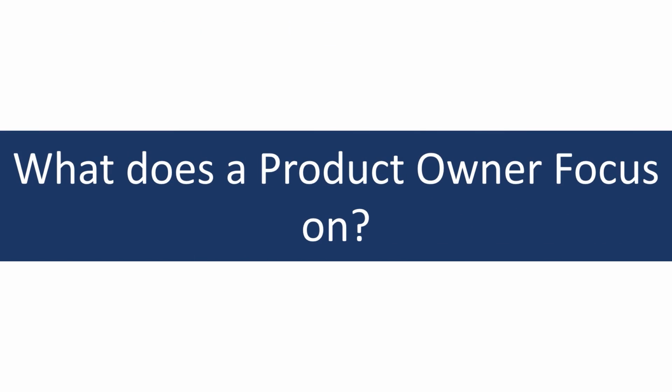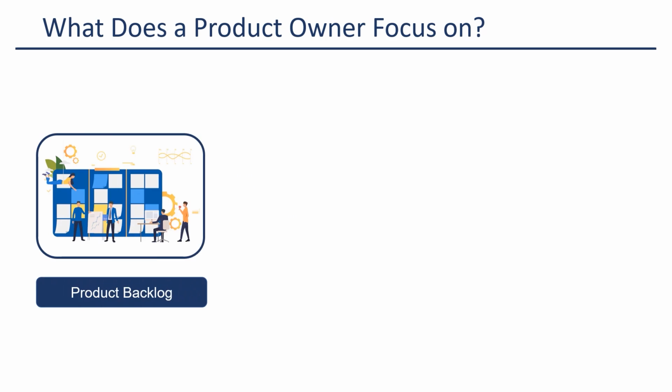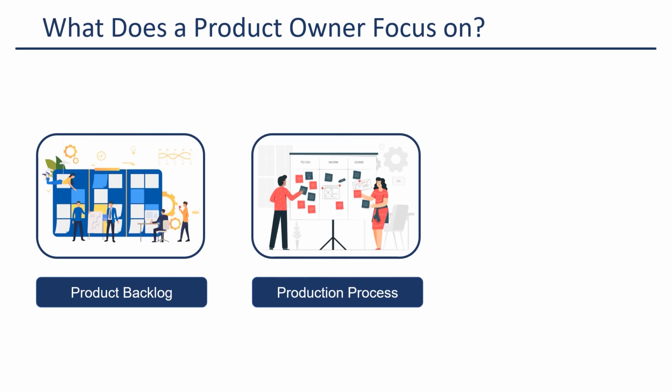Now let's know, what does a product owner focus on? The only person in charge of backlog grooming is the product owner. The product owner also does the following in addition to that. Number one, prioritizes the user stories and organizes them in the product backlog based on the user pains and problems the customers are experiencing. Number two, to make sure that the development team knows what to work on next, the team builds and prioritizes production processes.